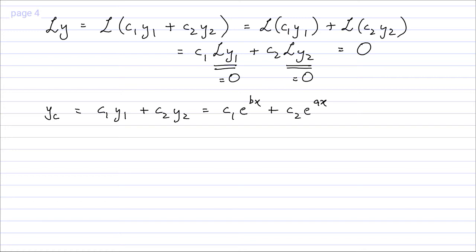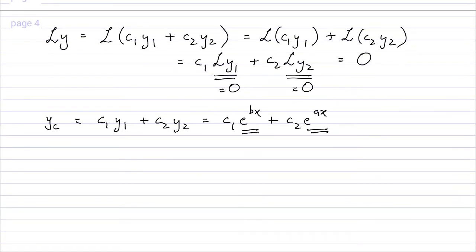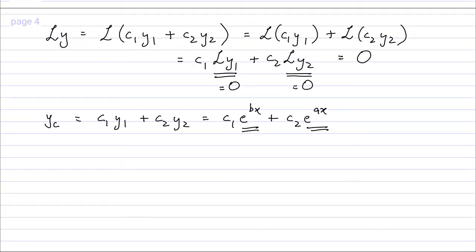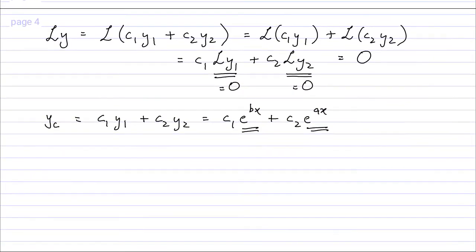It's basically as if the solutions e raised to power ax and e raised to power bx form a basis for a vector space, and any vector within that vector space is a solution. So you have this vector space of solutions to your second order linear differential equation. And let me do a quick example now.